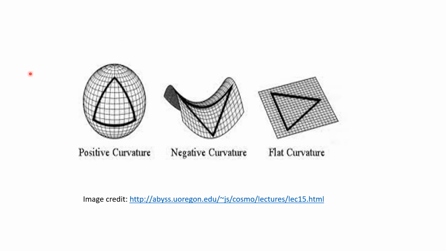Thus, we have positive curvature, which is spherical, and then negative curvature, which has a saddle shape, and then flat curvature or flat space. And here we have the image credit to the original website that produced these images, right here.